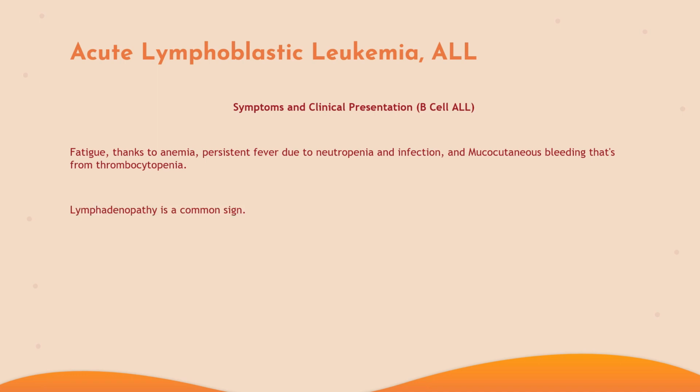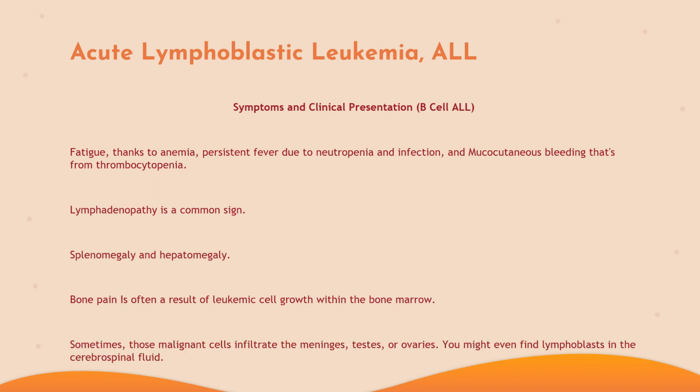Lymphadenopathy is a fancy term for enlarged lymph nodes, a common sign. And don't forget the splenomegaly and hepatomegaly, that's enlargement of the spleen and liver. Bone pain. It's often a result of leukemic cell growth within the bone marrow. And sometimes, those malignant cells infiltrate the meninges, testes, or ovaries. You might even find lymphoblasts in the cerebrospinal fluid.